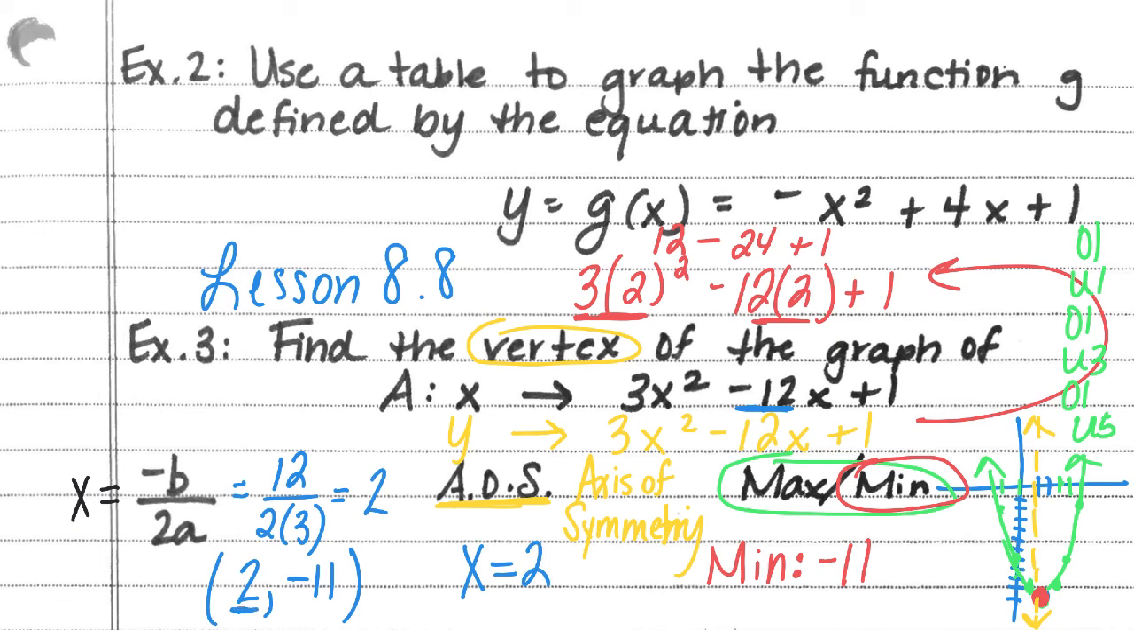Notice it's always going to be a vertical line that's going to go right through the x point. So we know it's a vertical line, x equals. It's a vertical line, and it's x equals 2.